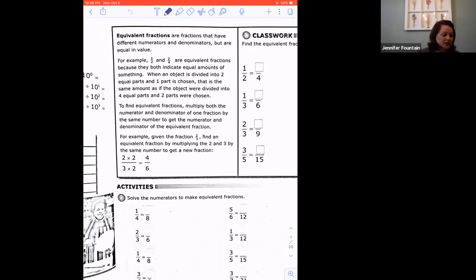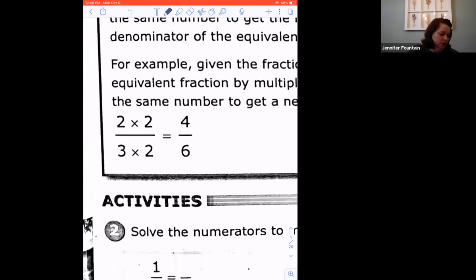So what they did here is they started off with 2/3, the original fraction. Now I am multiplying my numerator by 2 and my denominator by 2, and 2 times 2 is 4, and 3 times 2 is 6. So 2/3 is equal to 4/6. These are equivalent fractions. They would represent the same amount.